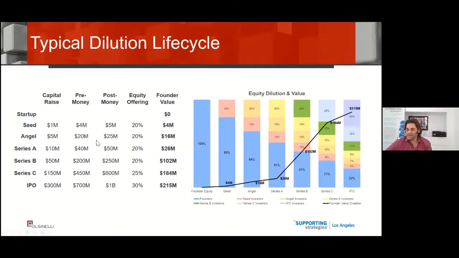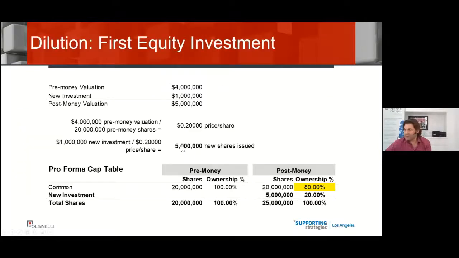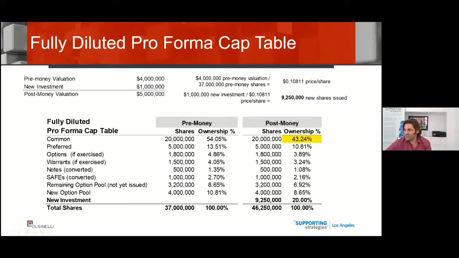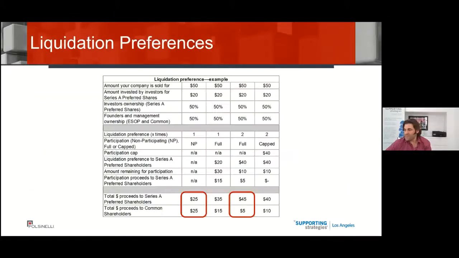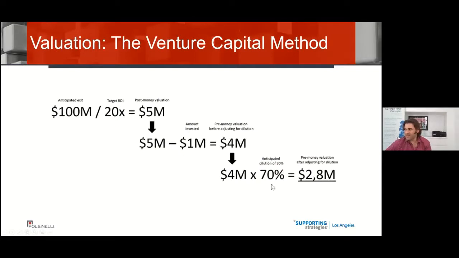But the Harvard Business School one, where is it? There we go. This one just simplifies that and aggregates the dilution down to 30% in total.